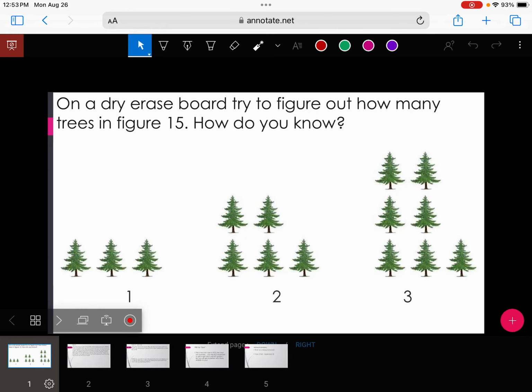You guys think about this for a couple minutes, see what we can come up with. It's just adding 2 trees.